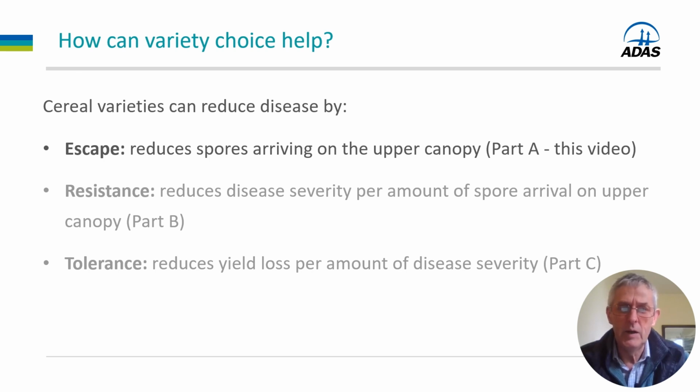In the next video, we'll take a look at disease resistance and how that can reduce the amount of disease that's caused by the spores that do arrive. And in the third video, we'll look at disease tolerance mechanisms by which the crop can reduce the impact of a given amount of disease severity on yield.